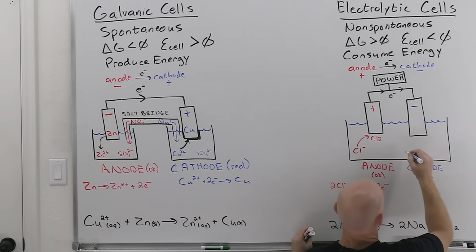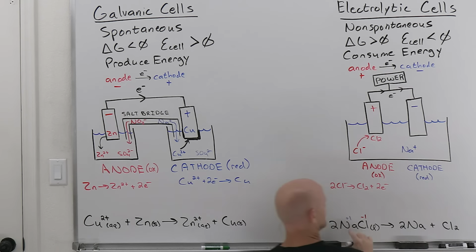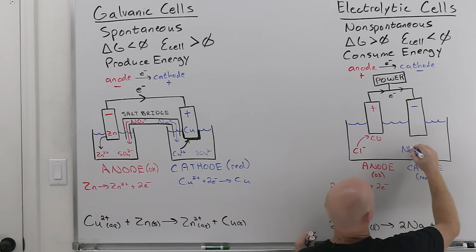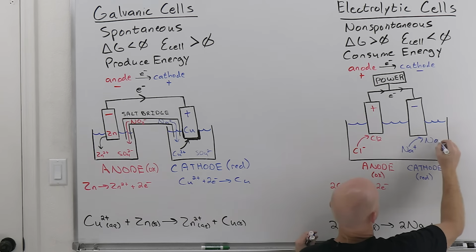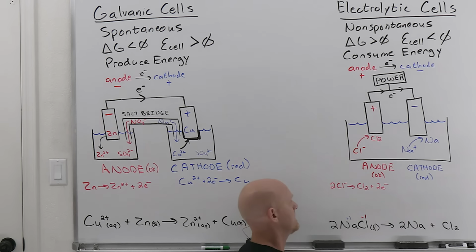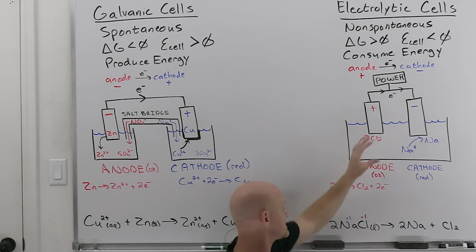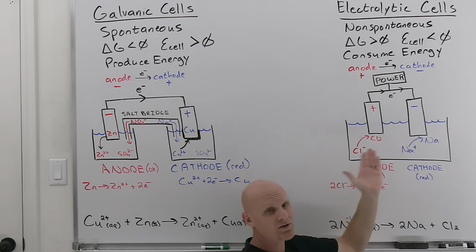And over there, we're now going to have the sodium ions that we started with, gaining those electrons to turn into sodium metal. And depending on how hot we had to heat this to melt the sodium chloride, that sodium metal might be solid, liquid, or gas.